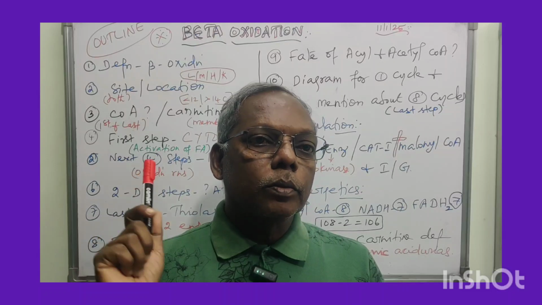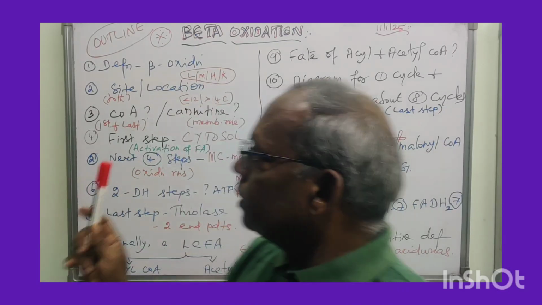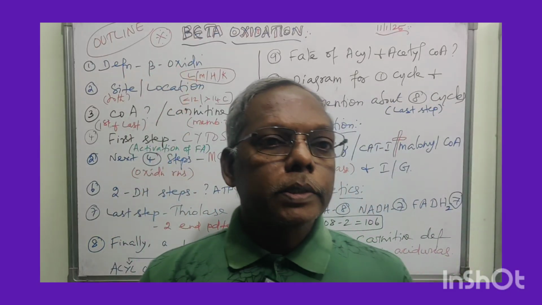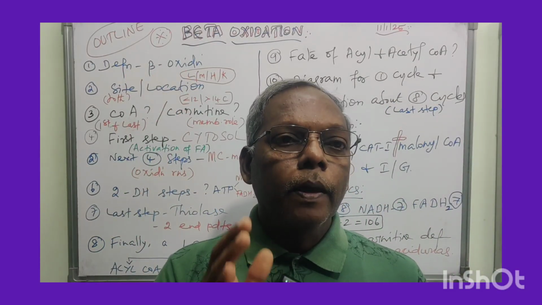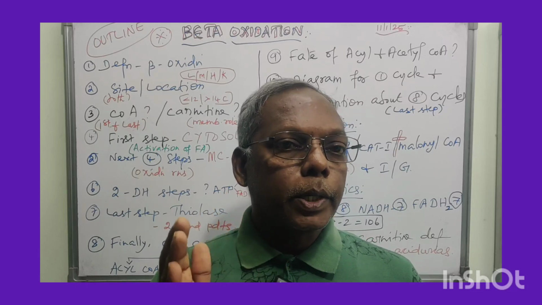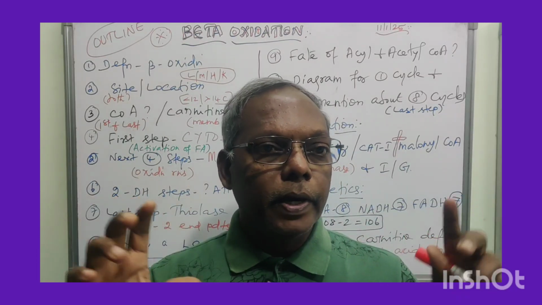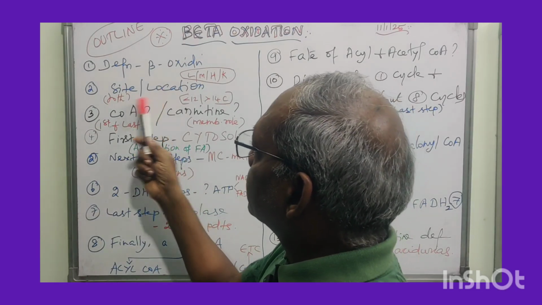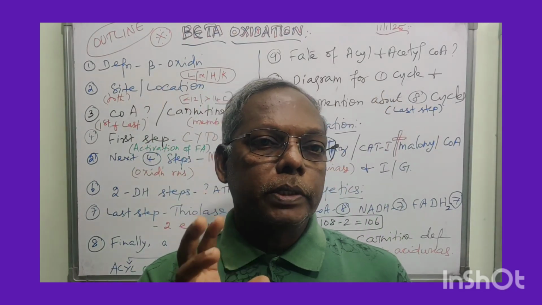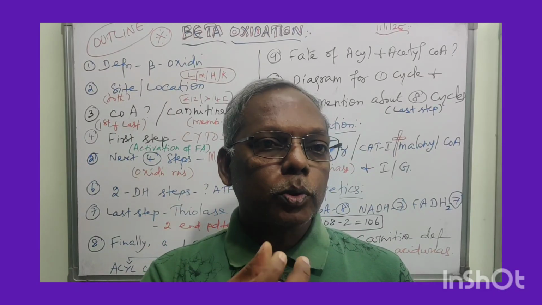With this outline only, it will be useful for your essay question, right? As usual, the first point is you have to define what you mean by beta oxidation: successive and continuous removal of two carbon atoms from long chain fatty acids at the beta position. The second one is the site and location. That means which organs and which compartments, you have to say both.